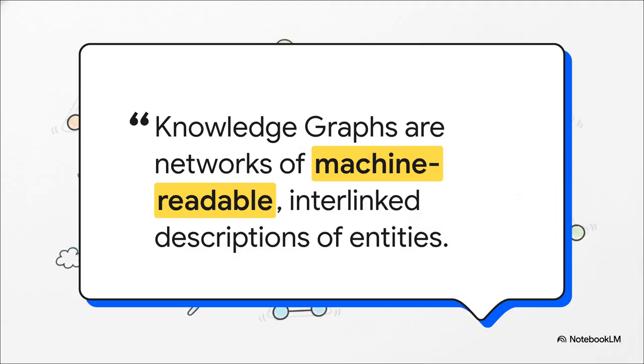Okay, so let's get a formal definition on the table. At their heart, knowledge graphs are exactly this: networks. But they're special. They're designed specifically for machines to read and, more importantly, to understand. They're all about making these really rich connections between different bits of info. You know, kind of like how our own brains work.